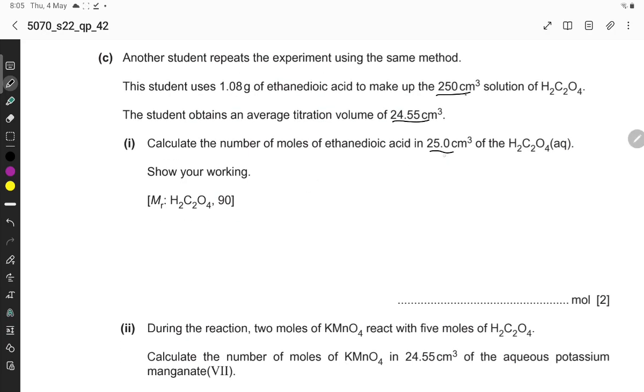Number of moles in 25 centimeter cube. So the number of moles of H2C2O4 is equal to 1.08 divided by 90, which is the Mr, and the answer is 0.012.